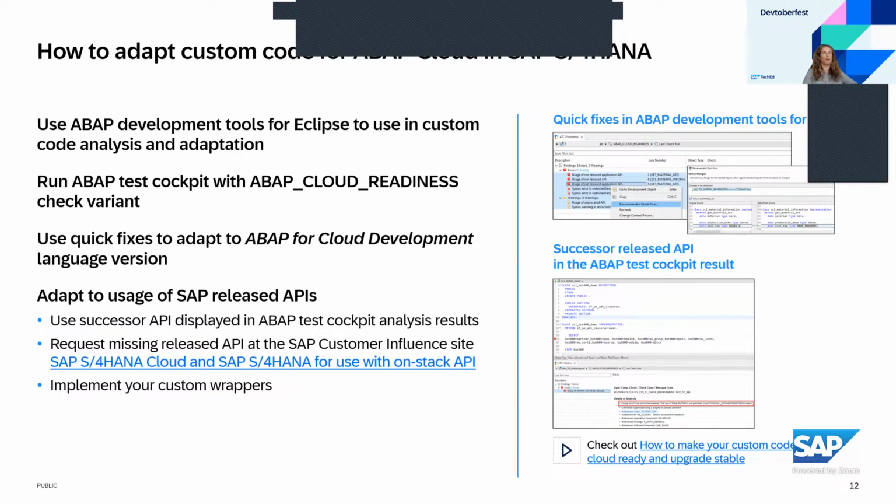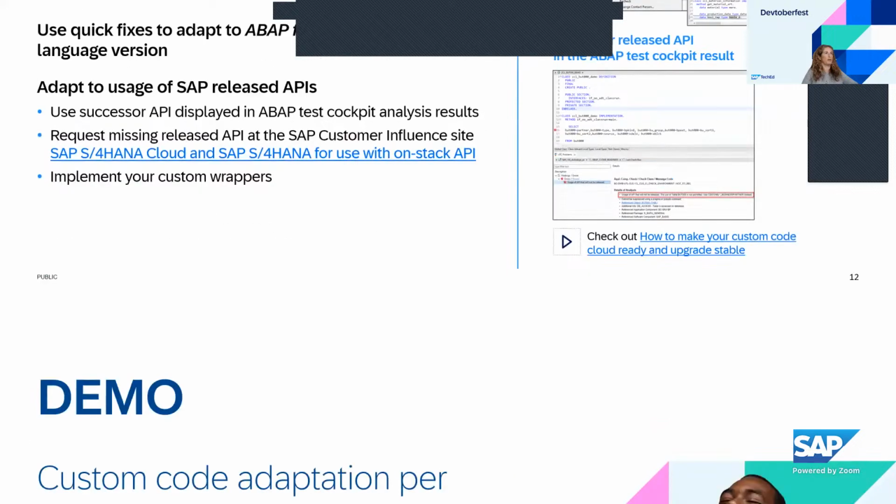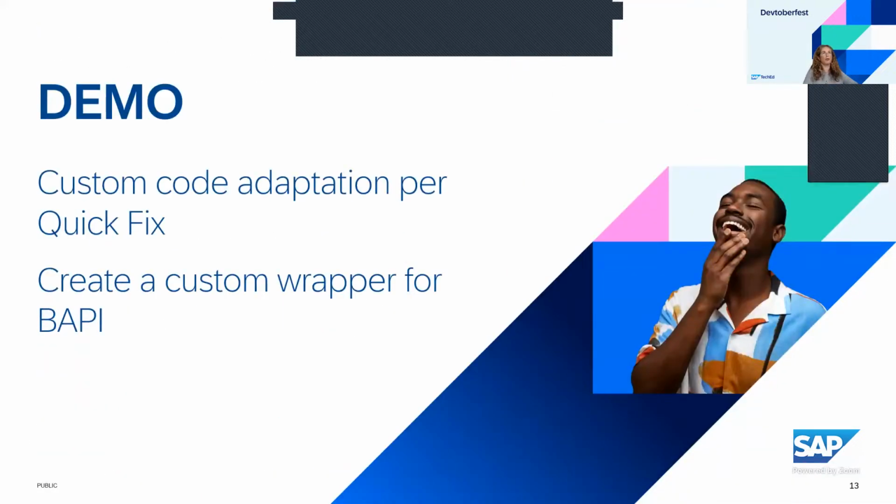There you will see, for example, for the usage of an unreleased API, which successor API is provided. For example, if you directly access a table, then you will see the successor API, a successor CDS view, in order to access this table. And you can use the successor API in order to adapt your code to ABAP Cloud. And if you're missing the released API, of course, you can anytime request it via the corresponding SAP Custom Influence site, as already mentioned, or you can develop your own custom wrappers. And having said that, I will hand over again to Thomas, who will show us the demo of how to adapt your code using the quick fixes and how to implement your custom wrappers.